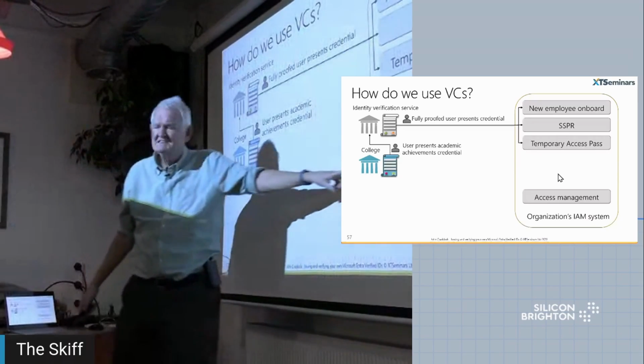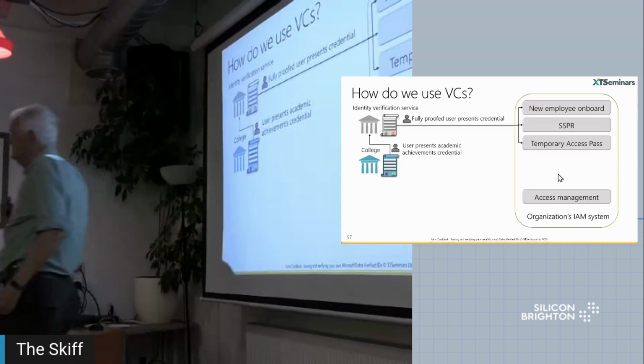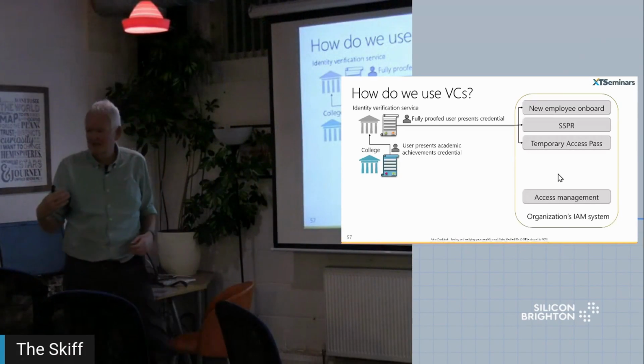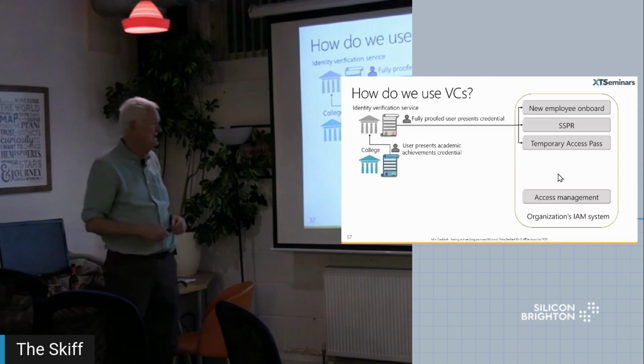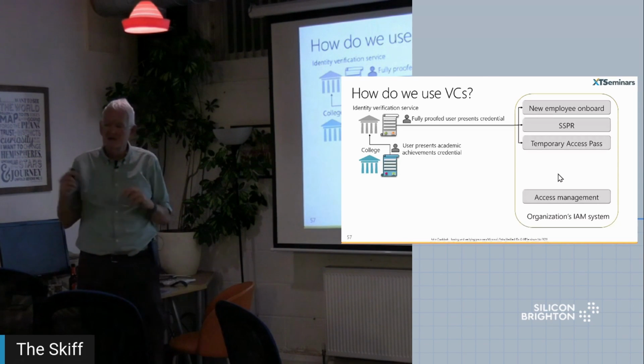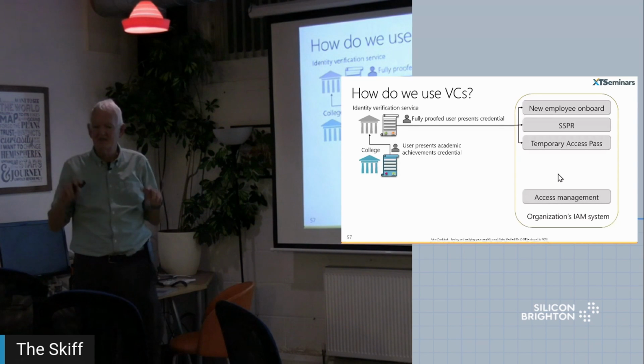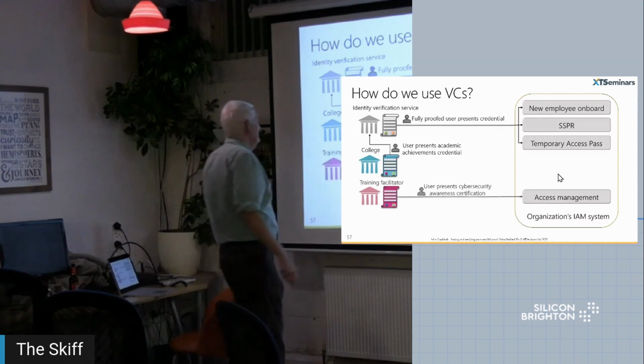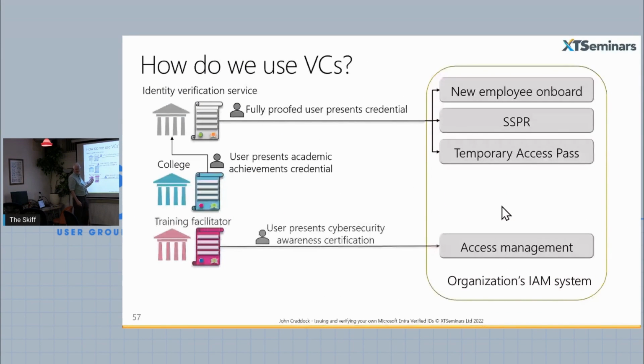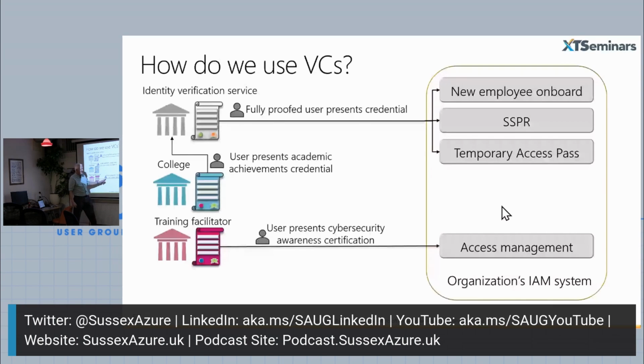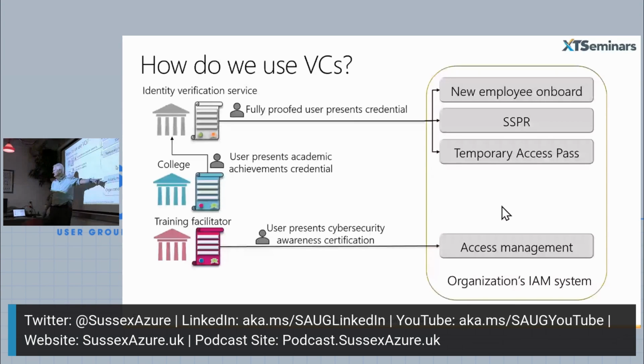And then in terms of actual access management, access to apps, different applications, maybe you have an app where somebody is only allowed to use that app if they've done the cyber awareness training, okay? So the training facilitator gives a cyber awareness VC, says, yes, this person's done it. And then you can come into the access management package, which allows them then to have access.